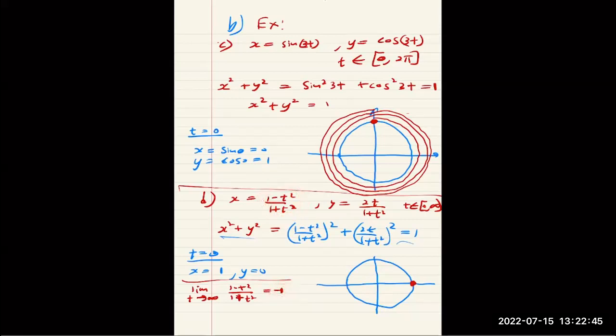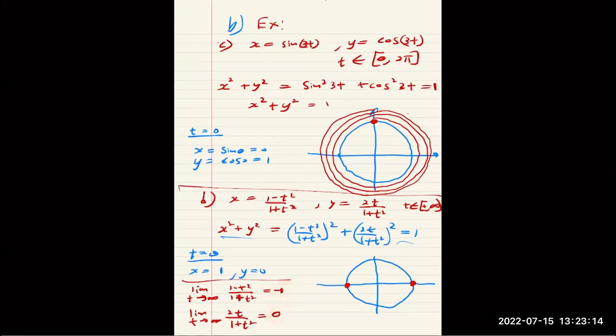Minus 1 is here. We all know that minus 1 is here. Also notice that the limit as t approaches infinity of the y coordinate, 2t divided by 1 plus t squared, clearly goes to 0. I will let you verify these limit statements. You know how to find the limit of a rational function now. You know how to find the limits. So verify that this limit is minus 1, and this limit is 0.